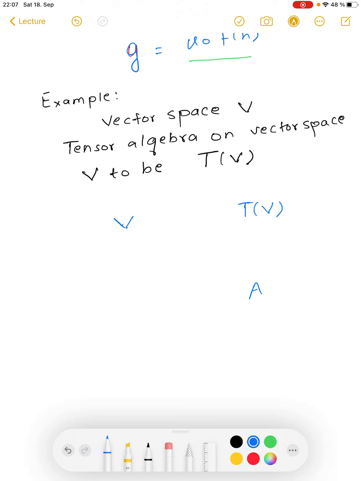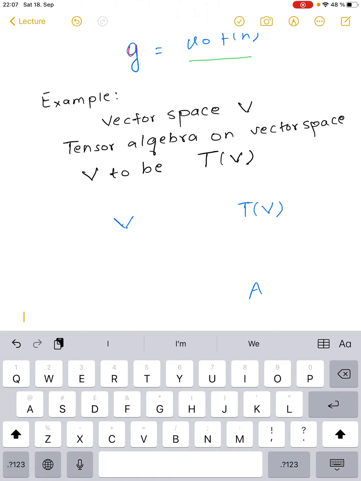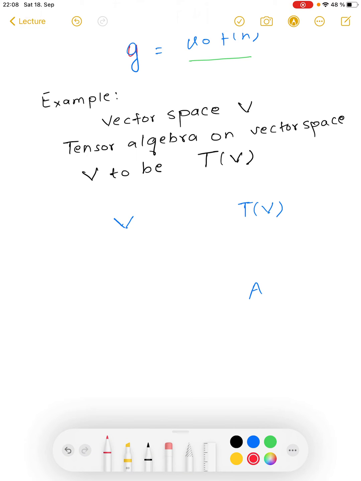Now definitely this vector space will be a part of this tensor algebra, so I can include this in this tensor algebra, or I can say that there is a mapping, and I call this inclusion. I stands for inclusion. So I can include this vector space in this tensor algebra.